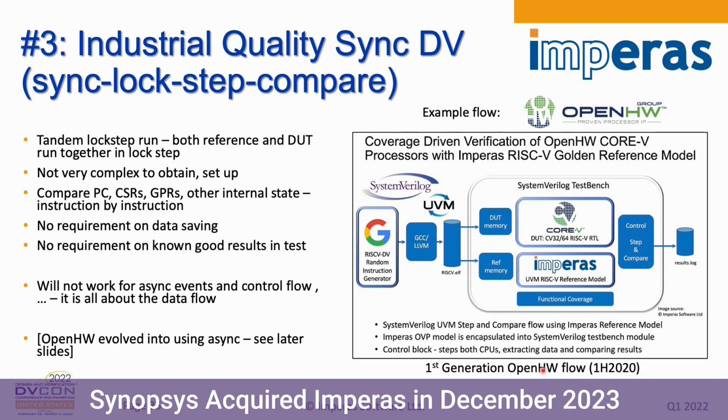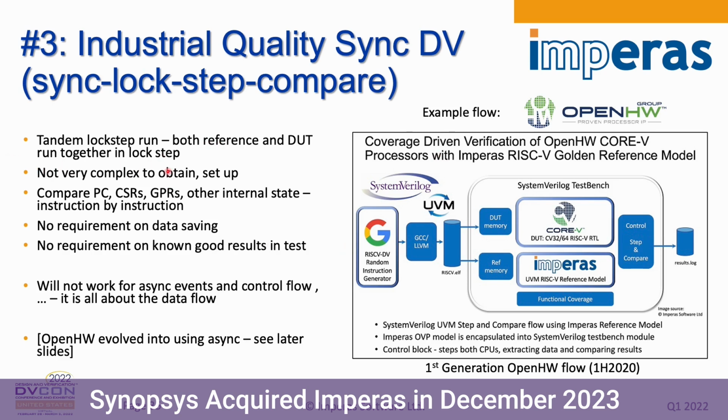And open hardware has a focus of building open source cores with high quality verification environments in them. And built this environment, it uses an Imperas reference model encapsulated in a SystemVerilog environment. It uses the Google generator to generate tests for it, has functional coverage in there, comparison is in there. And initially in the first generation in early 2020, it was very much a synchronous approach. So it's a tandem lockstep approach where you run both the reference and the design under test together, clock by clock effectively, and you're comparing them all the time.